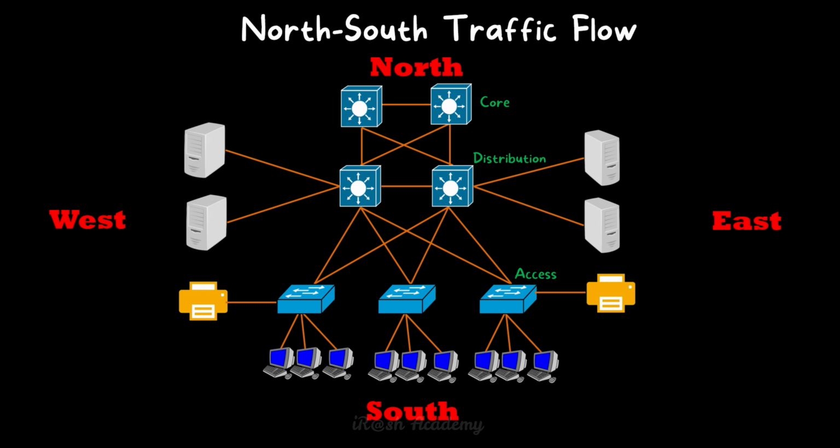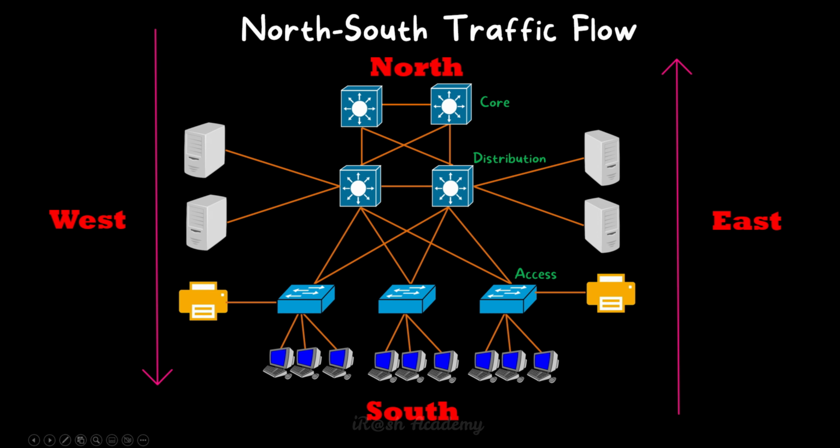Here, how is the traffic flowing? Traffic is flowing from north to south and from south to north. Let's see how this traffic is explained. Here you can see the end user devices like PC are connected at the access layer switches, and the critical services like server are connected at the distribution layer switch. So this PC wants to access the server. The PC sends the traffic from the access layer to the distribution layer to the server, and the server responds to that traffic from the top to the distribution layer to the access layer. So this traffic is going from south to north and north to south.